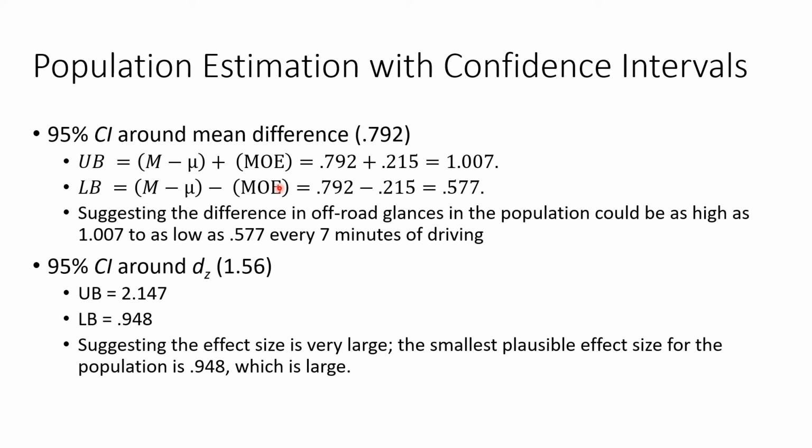I'm going to skip that step here because mostly we're going to be focusing on interpreting these things, and you'll be using computers to generate these values. In this case, the upper bound was about 1 and the lower bound was about 0.6. So this is suggesting that the difference in the number of off-road glances in the population, if they were to use these 2 different technologies, would be as high as 1 off-road glance every 7 minutes to as low as 0.6 or so every 7 minutes. So again, in a long drive, this might lead to quite a few fewer off-road glances if you're using the voice-to-text technology, which is associated with fewer accidents.